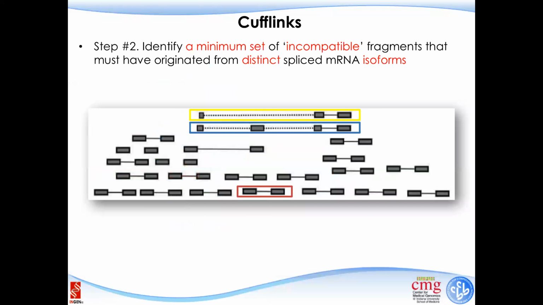And with selection of the aligned data, the second step of Cufflinks is actually quite straightforward: to identify the minimum set of incompatible fragments that must have originated from distinct spliced mRNA isoforms. So just think about solving this for an input data set of reads that mapped to different exons and to different alternative splicing junction regions. You want to reconstruct the isoforms in the original sample from the observed data.